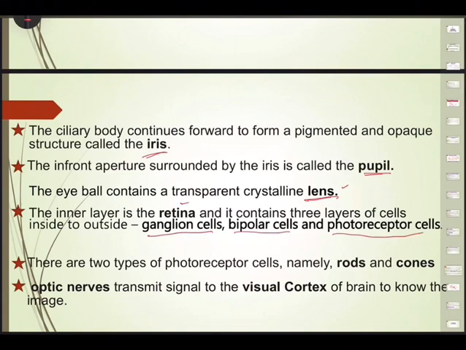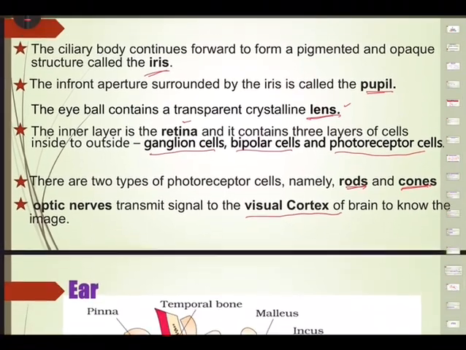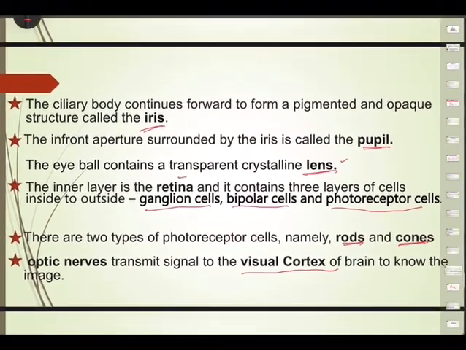There are two types of photoreceptor cells. So the retina contains rods and cones. These are very, very important for color vision. And the optic nerves transmit signals to the visual cortex of the brain to know the image. So this is how the eye works.